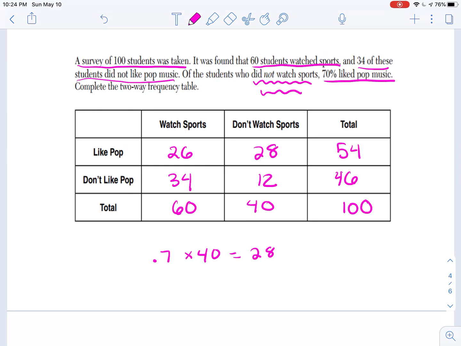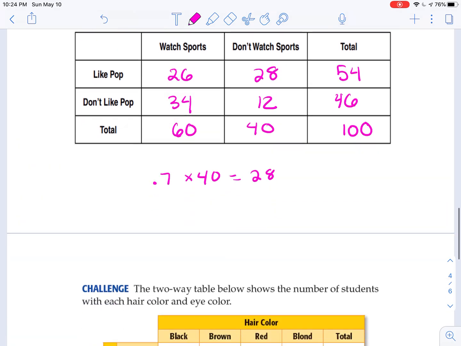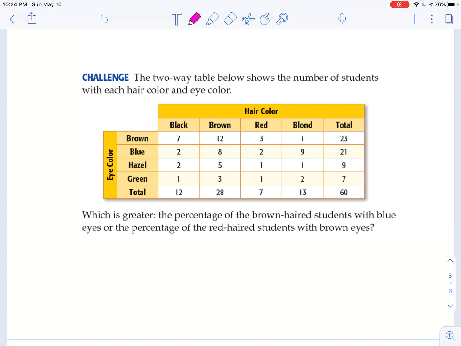And that leaves, last but not least, watch sports and like pop. 26. So we could take 54 minus 28. We can take 60 and subtract 34. Either one will work, okay? To double check your work, make sure it adds up in both directions. And for this case, it does.